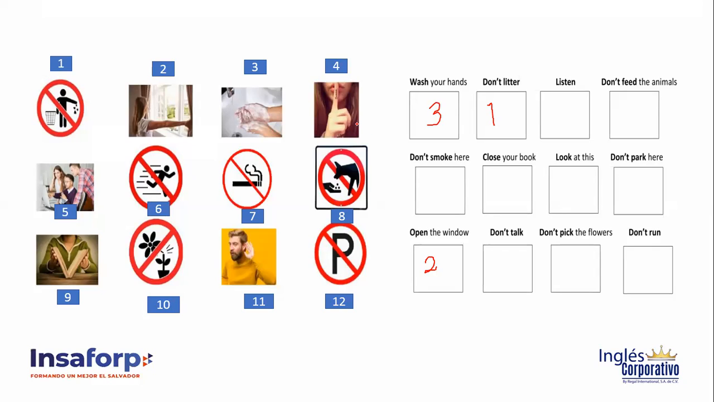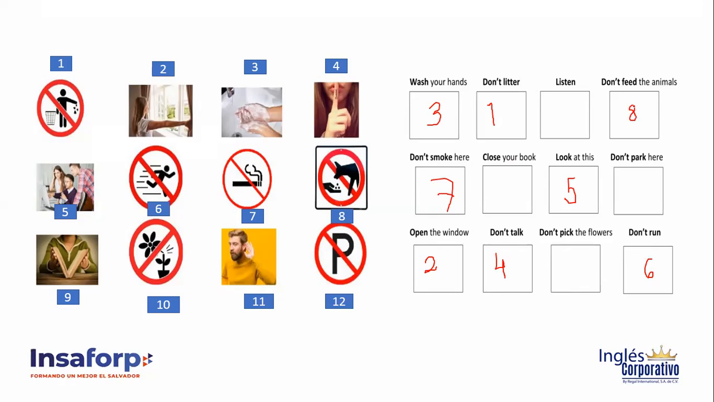Listen. Don't talk. Okay. What about number five? Look at this. Number six. Don't run, you're gonna fall down. Seven. Don't pick the flowers. Don't smoke. That is number seven. And number eight. Don't feed the animals.